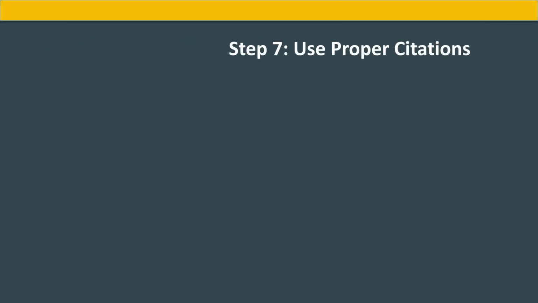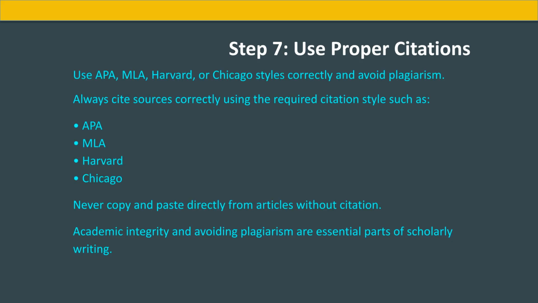Step 7. Use proper citations. Always cite sources correctly using the required style, such as APA, MLA, Harvard, or Chicago. Academic integrity and avoiding plagiarism are essential parts of scholarly writing.